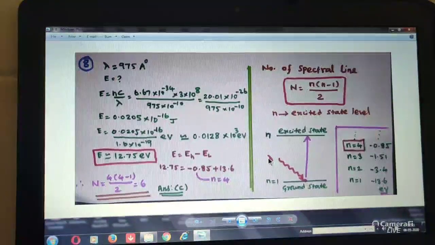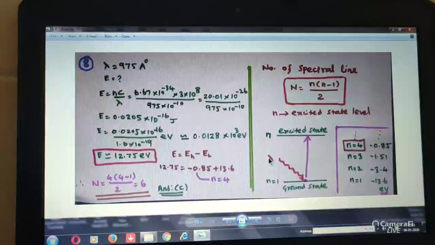Thank you. Thank you, Arshia. Only 3 members in the line.